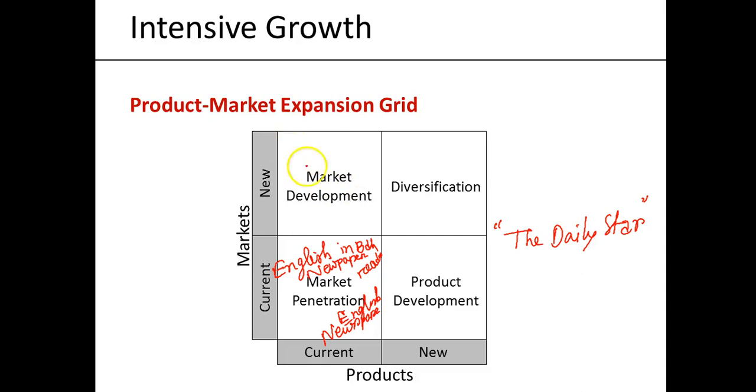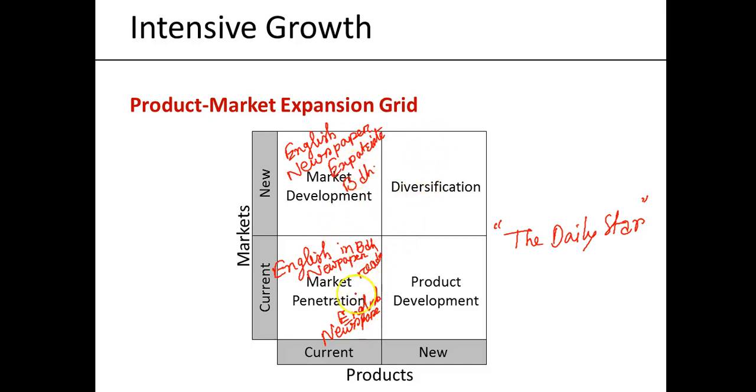But if they say no, we want to move on to a new market, then what can they do? Like Prothom Alo, another one of the most prominent Bengali newspapers in our country, they can also try to go to the international market and attract people who are ready to read an English newspaper from Bangladesh. We have the expatriate Bangladeshis abroad, and we can target them and try to reach them with our English newspaper from Daily Star.